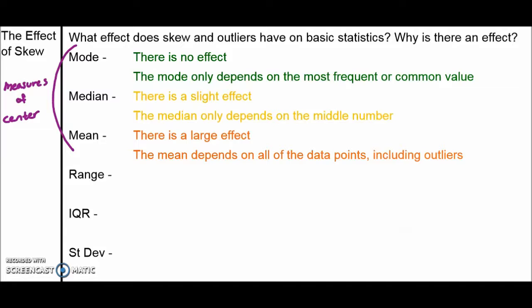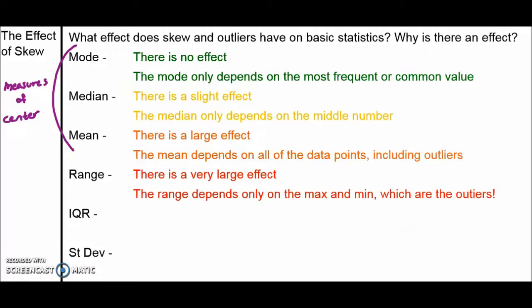But what about our measures of spread? What about range, IQR, and standard deviation? Well, in case you've forgotten, remember that when we added those 2 extra data points, our range blew up from 3, increasing all the way up to 16. So when you add outliers, there's a very large effect on the range. Now that's because the range depends only on the maximum and the minimum values, which just happen to be the outliers themselves. So if you add a very, very large value or a very small value to your data set, it's going to have a huge effect on the range.